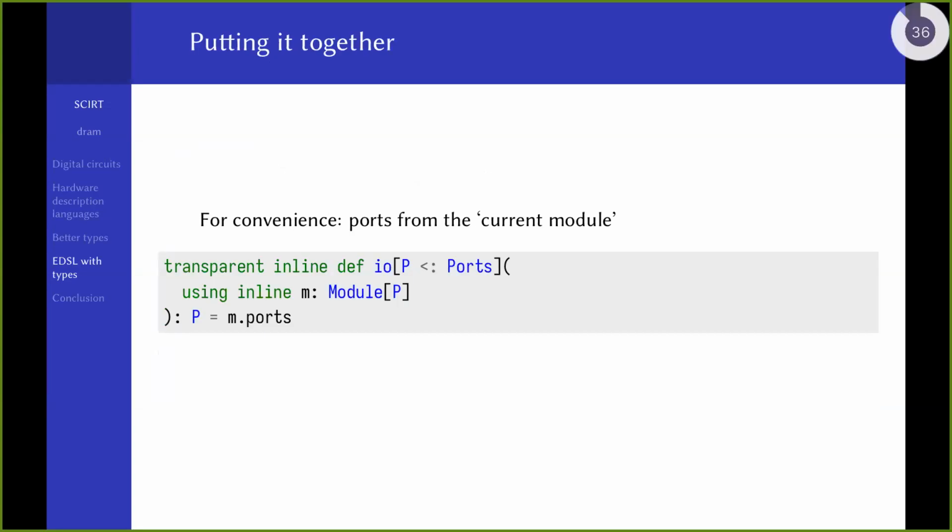So if we end up putting it together, for each module, it has supports, like Module P, where P is a refinement of the port type, like Add32Ports before, and its ports member will have the port type itself. So if M is Module of Add32Ports, M.ports will be Add32Ports. Here we have a sort of macro definition of IO that will just extract the current module's ports for you.